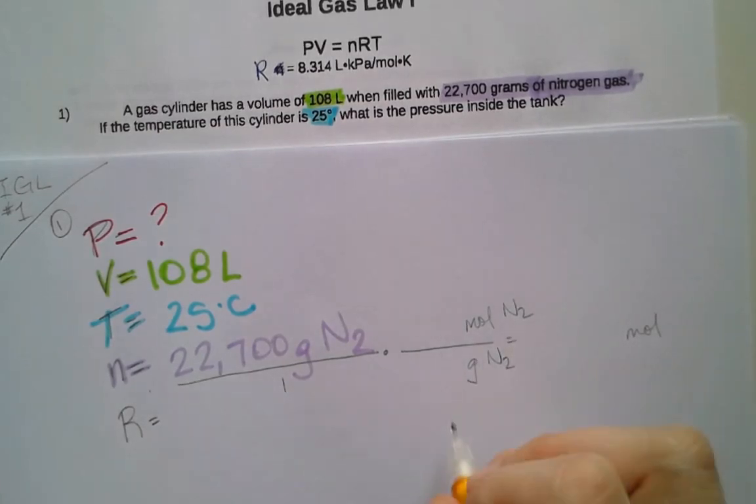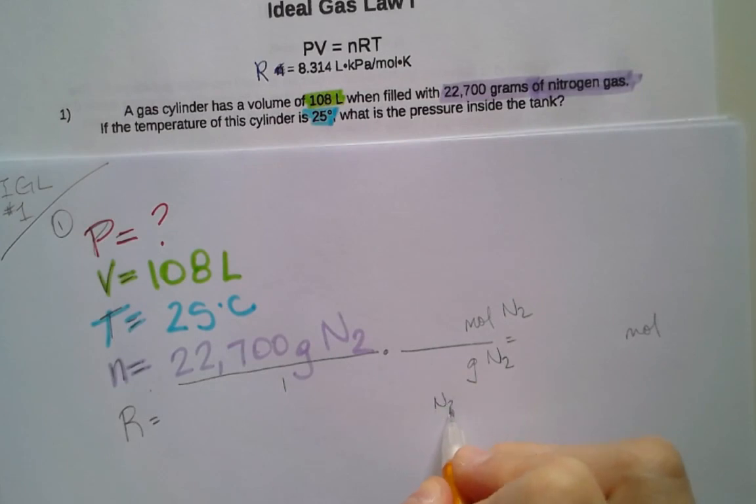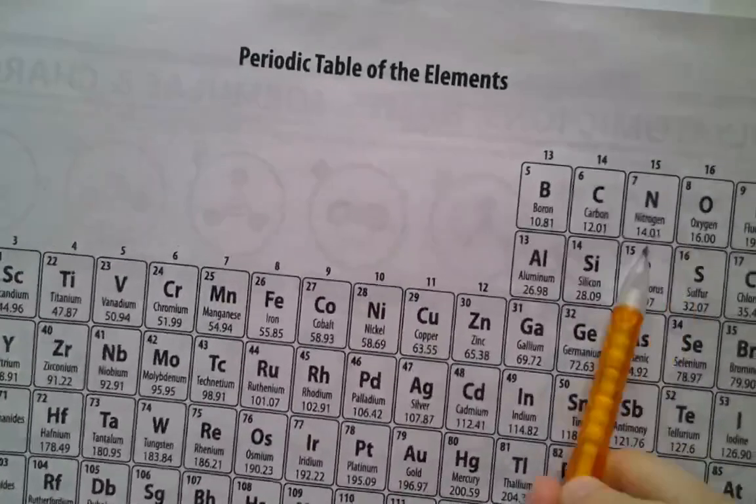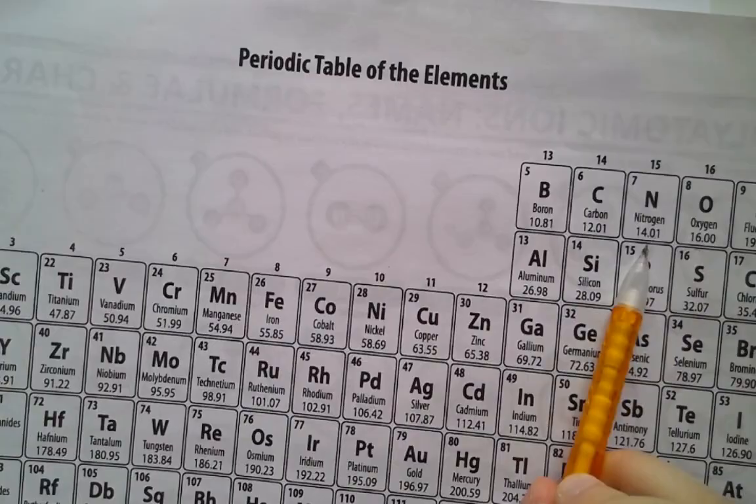Okay. N2 is 2 nitrogens. Each nitrogen is 14.01 grams. Do I still have my periodic table somewhere in this pile of mess? I should really clean my desk. Or we could just, hey, I found it. We could just take my word for it. So nitrogen, 14.01 grams per mole.